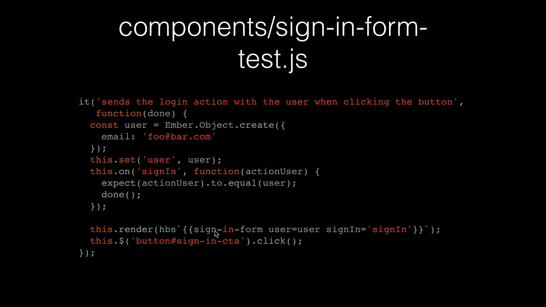So if I render the sign-in form with my user, and I click the button and nothing happens, it's going to sit there and wait, and it's going to say, I'm not told that the test is done yet, and it'll actually time out and fail if the action isn't fired. But if the action is fired, the action user equals the user that I'm passing in, it's going to call done, and our test will pass. So we're making sure that when I click that, it's firing an action, and it's sending up the user.